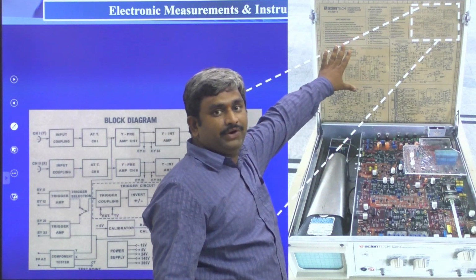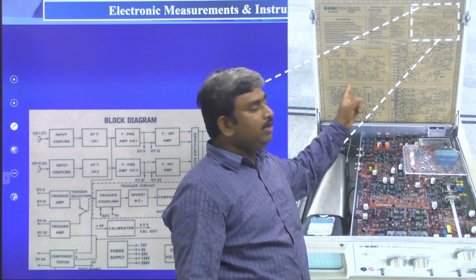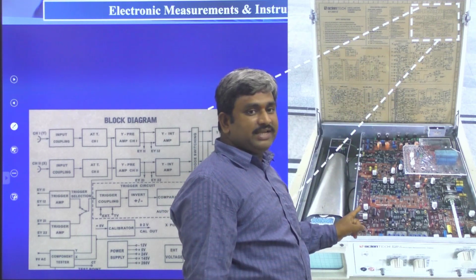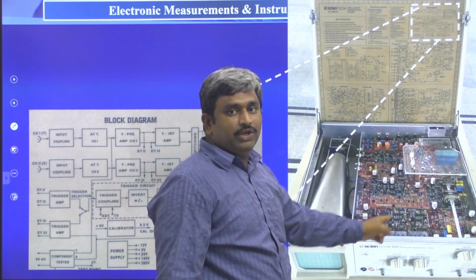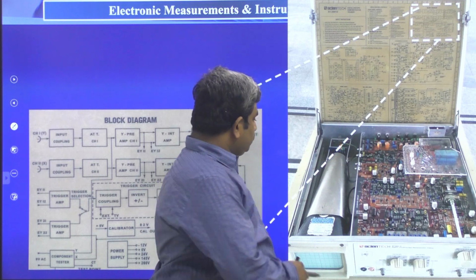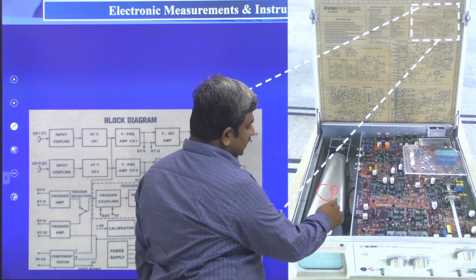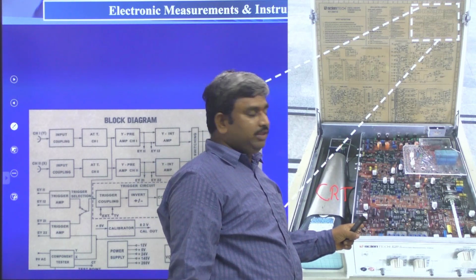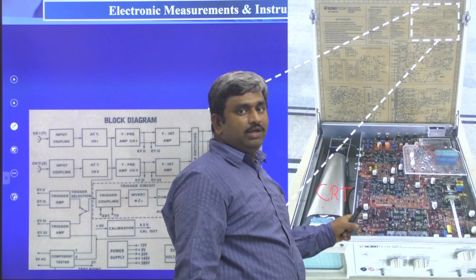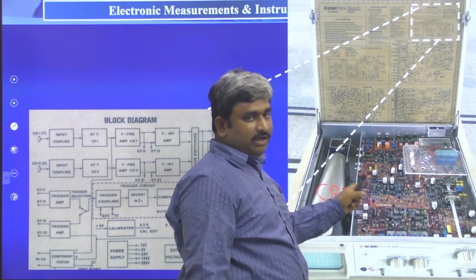In this CRO trainer kit, we have a lot of circuit diagrams which will help us understand the total internal circuit diagram of the CRO. See here, this is the CRT tube, and this is the total circuitry, nothing but the motherboard of the total cathode ray oscilloscope.